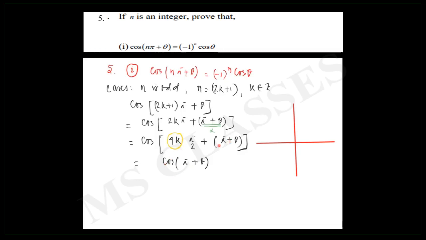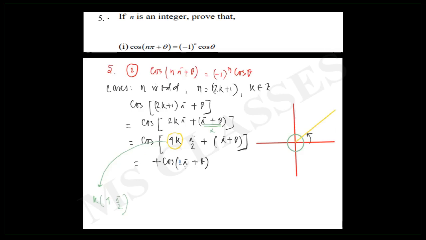Now it is in which quadrant? You can write it as k into 4 pi by 2. 4 pi by 2 means one complete circle. Here k means k times. So k times means it will be landing up in which quadrant? It will be in the first quadrant. First quadrant is what? Positive.